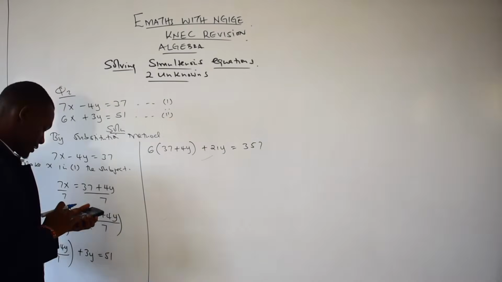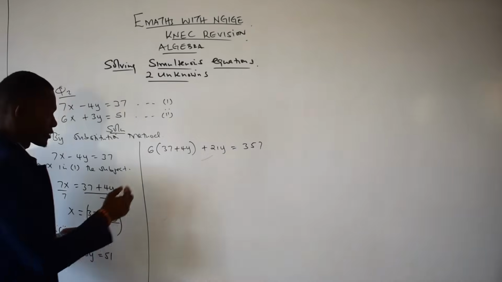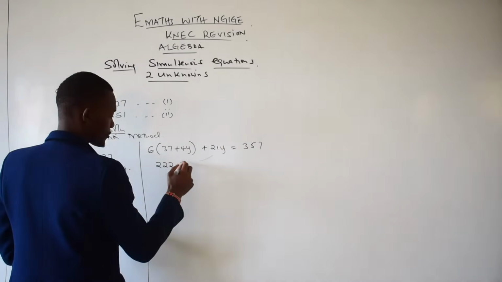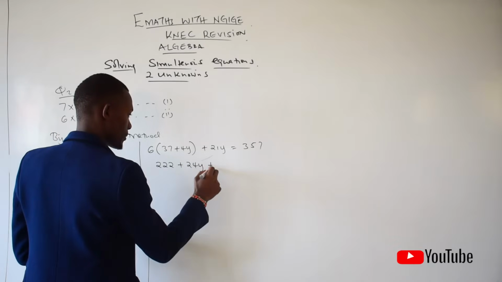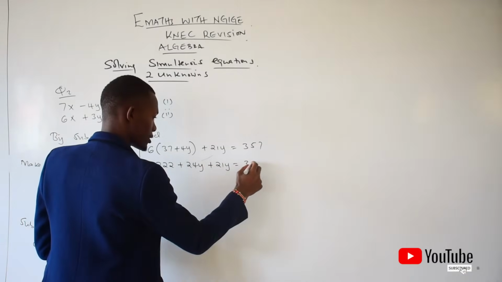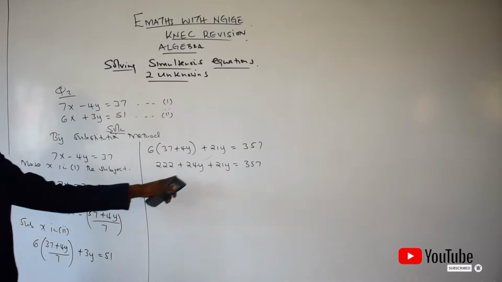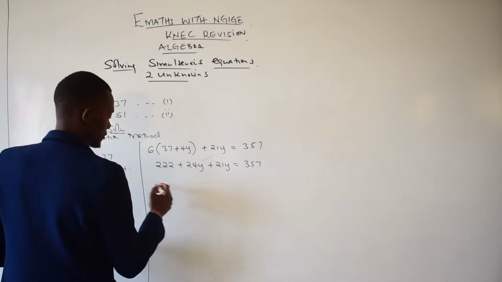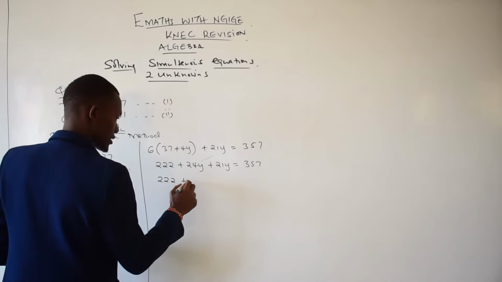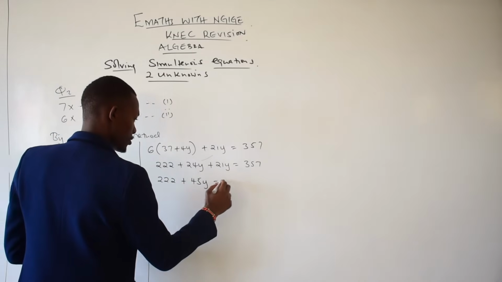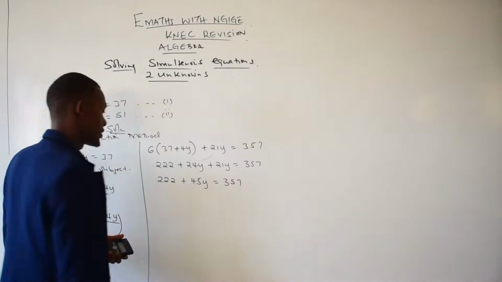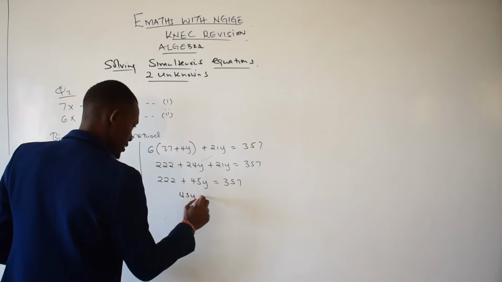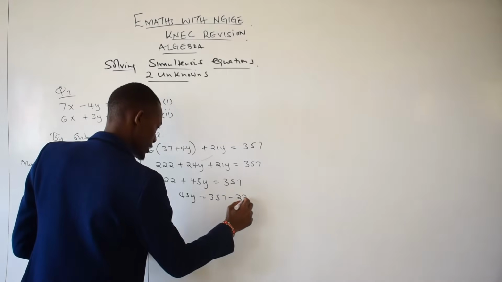So you have 37 times 6 gives you 222. Then plus 6 times 4 is 24y, plus 21y equals 357. Now 24y plus 21y gives you 45y. So you have 222 plus 45y equals 357. Now take 222 to the right hand side. So you have 45y equals 357 minus 222.